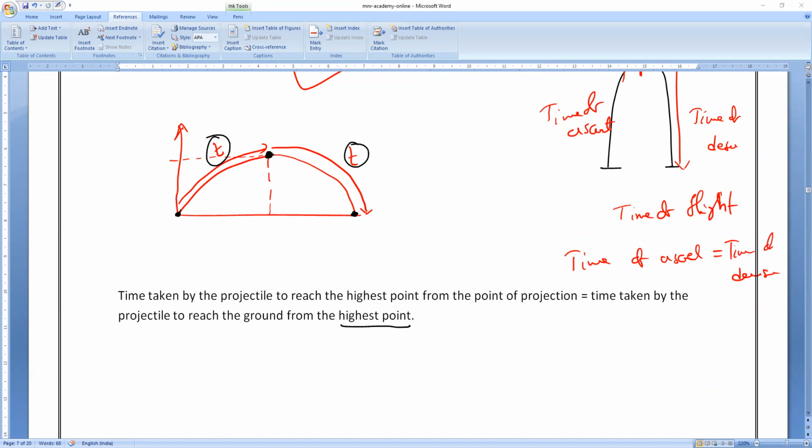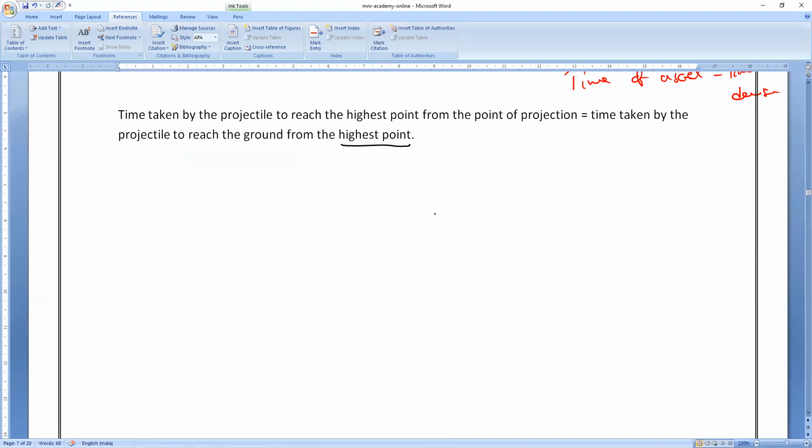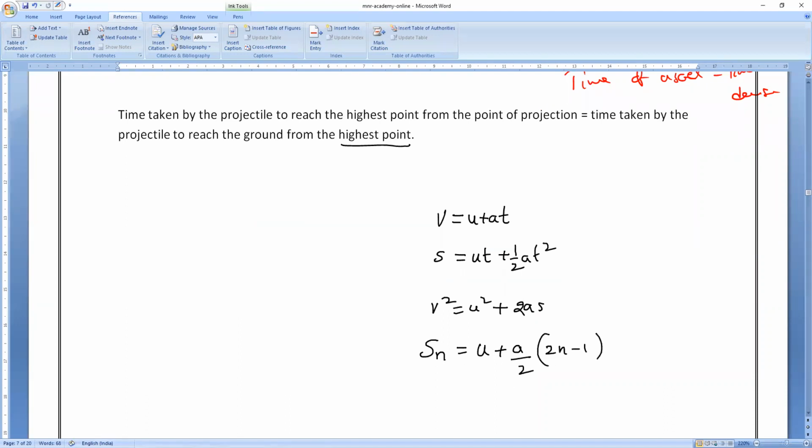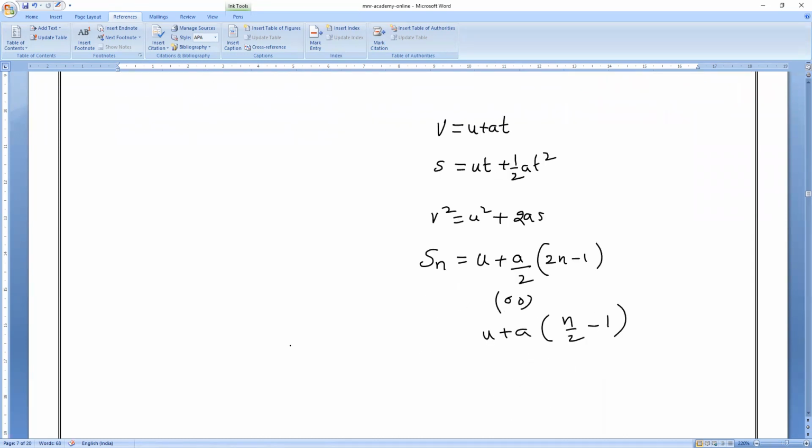See, we have 4 equations of motion. Tell me, what are the 4 equations of motion? Let me know, all of you, fast. V is equal to u plus at. Second is s equals ut plus half at square. Third one, v square minus u square is equal to 2as. Fourth one, Sn is equal to u plus a by 2 into (2n minus 1). Or we can say u plus a into (n minus 1 by 2). Am I right? Correct? Everybody? This is wrong, not n by 2. It is n minus 1 by 2. Clear? So these are all the 4 equations.